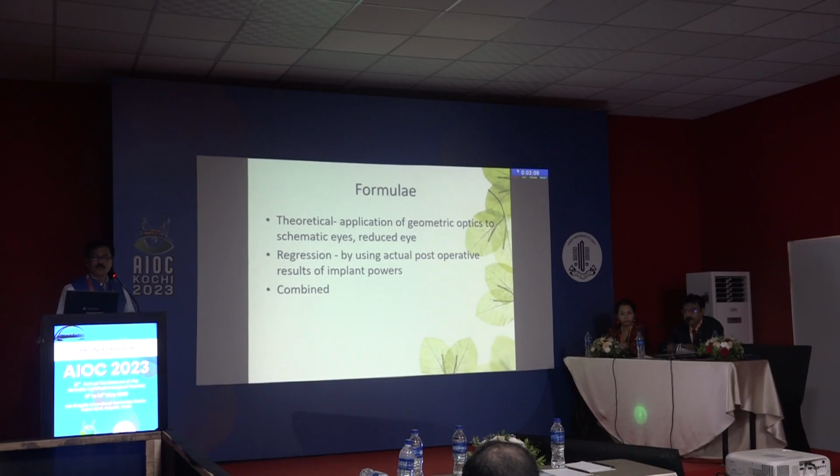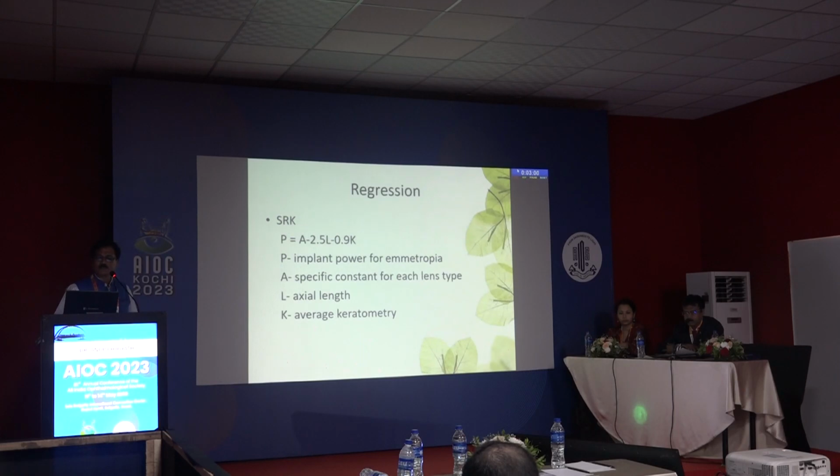These are, we know, the theoretical ones, the older ones. Then the regression, the classical one was the SRK2, and the combined, which is the SRK-T. So this is the standard formula. We all should know this, though we don't really use the regression formulas too much now, but this is a very classical formula. The IOL power is equal to A constant minus 2.5 axial length minus 0.9 K.